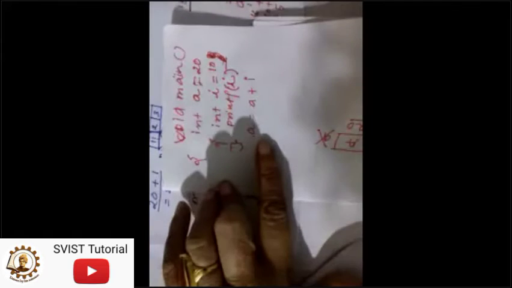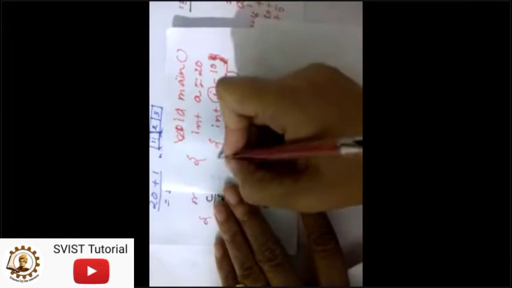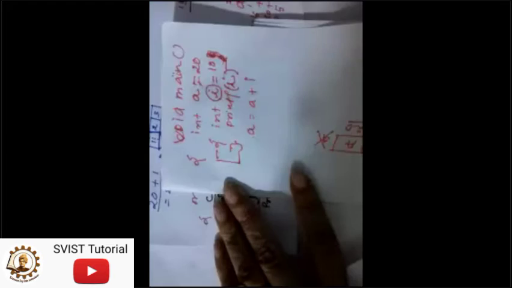Okay. So what is the value you are expecting? A is 20, I is 10, so A is supposed to be 30. But that will not happen. Why will it not happen? Because this I variable is behaving like a local variable. I variable has a scope only within this block. So outside this block, I is not having any scope.